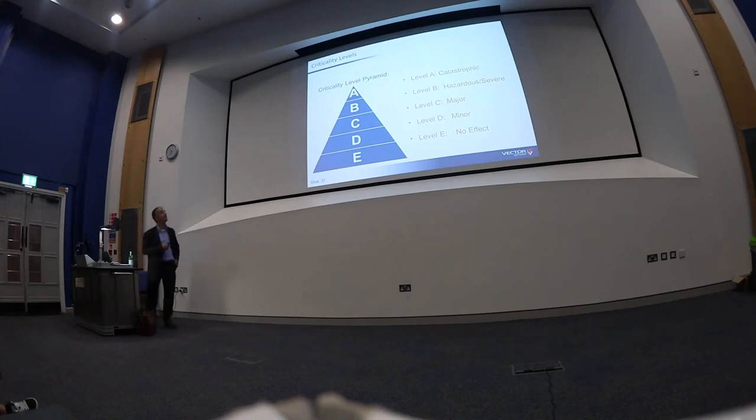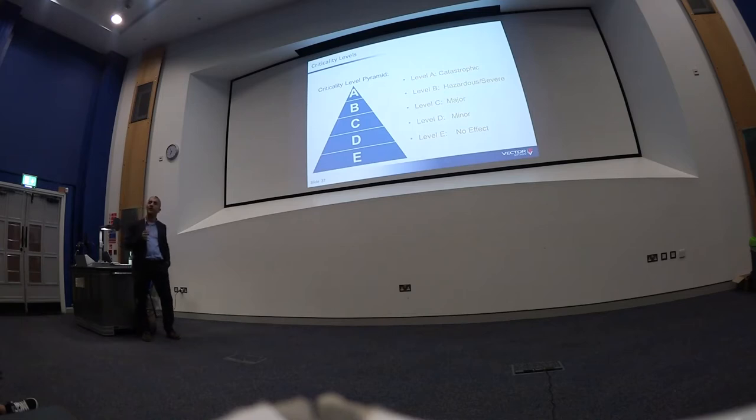Okay, level A, level B, level C, etc. With a level A device, a level A software, if the software fails, it will cause a catastrophic accident. Everybody will die, okay? Level B is the hazardous or severe level, okay? There will be someone that could die, but not the pilot. This is a very important distinction, because it's not because the pilot is important, etc.